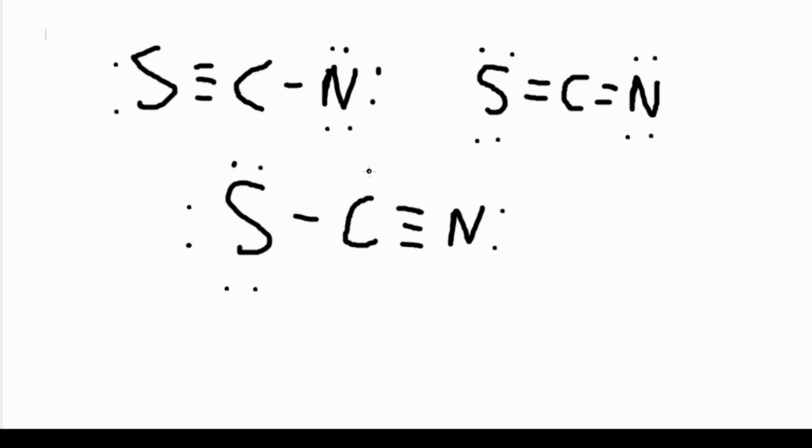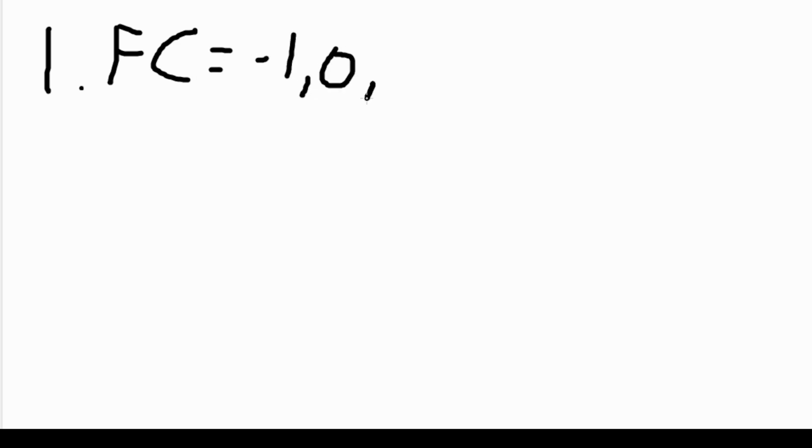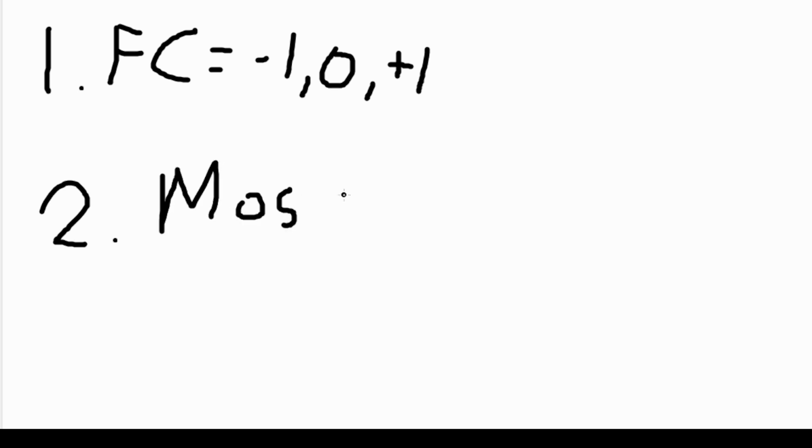But the truth is, not every possible Lewis structure is valid, and you have to use formal charge to check it. So there's a couple of rules with formal charge. The first rule is formal charge should always equal -1, 0, or +1. And the second rule is that the most electronegative element should have the negative formal charge.